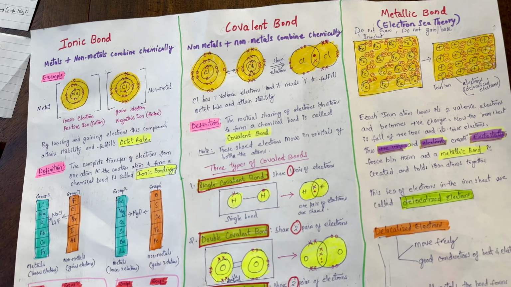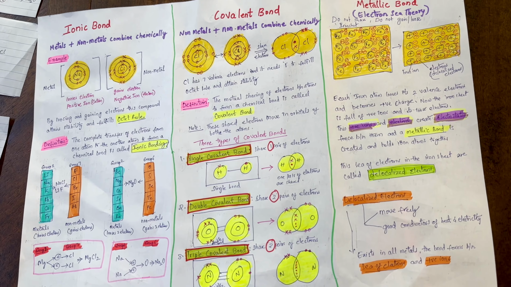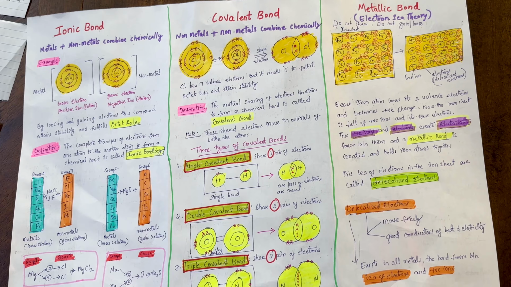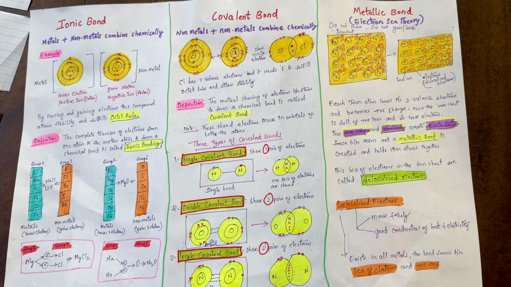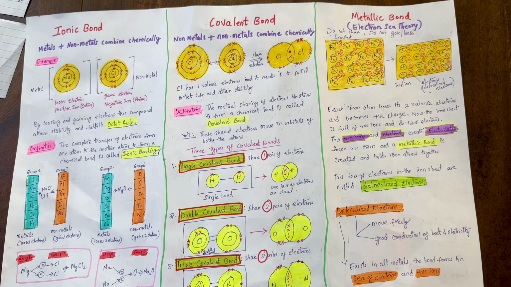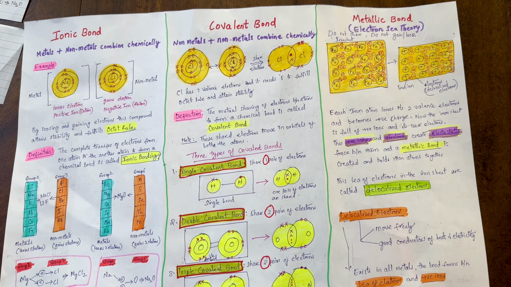So in this video, we're going to be talking about chemical bonds and the types of chemical bonds. First, let's talk about ionic bonds. An ionic bond is where a metal and a non-metal chemically combine to achieve stability.